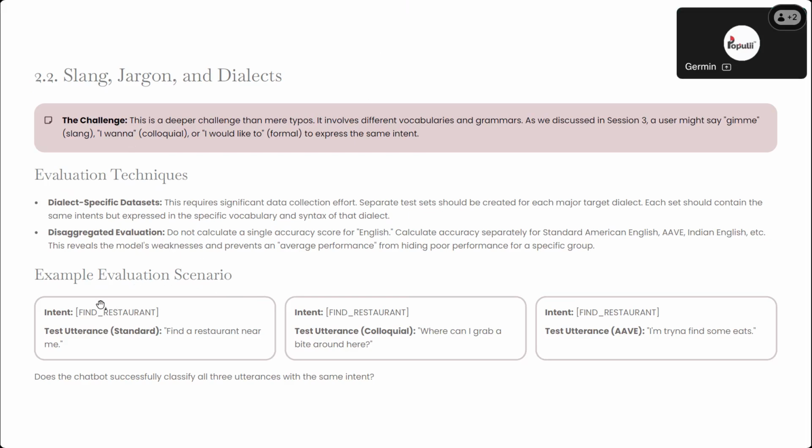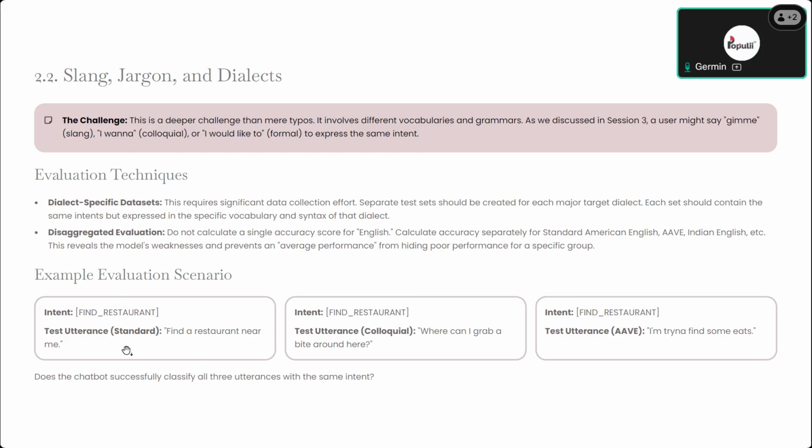So, okay, let's take an example. We have one intent, which is find restaurant. In three examples, find restaurant is the intent. Okay. Now look at these three different ones.